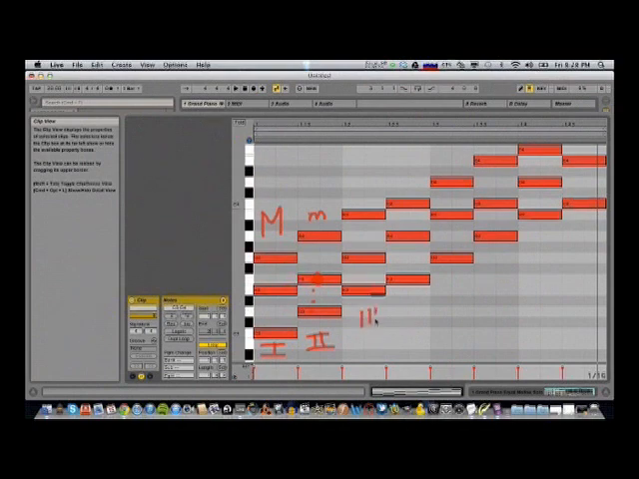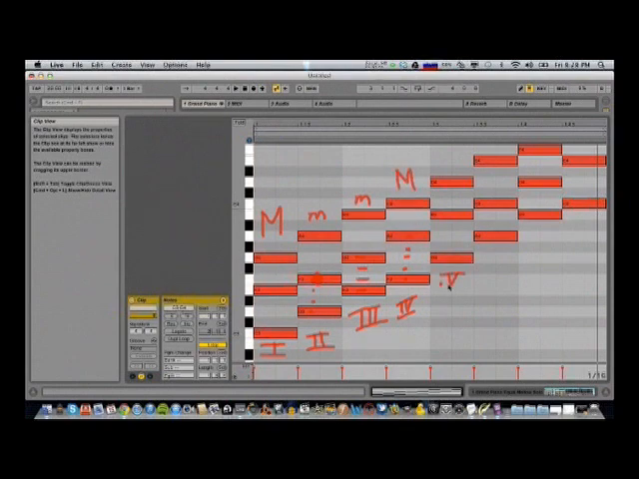Let's look at 3. Is this one major or minor? 1, 2, 3, 4. It is also minor. See how I'm getting that? It's the third is all we care about. And we're just finding out this pattern, this major, minor, minor pattern, because it's going to be the same. Let's look at the fourth chord. Is this one major or minor? 1, 2, 3, 4, 5. This one is major.